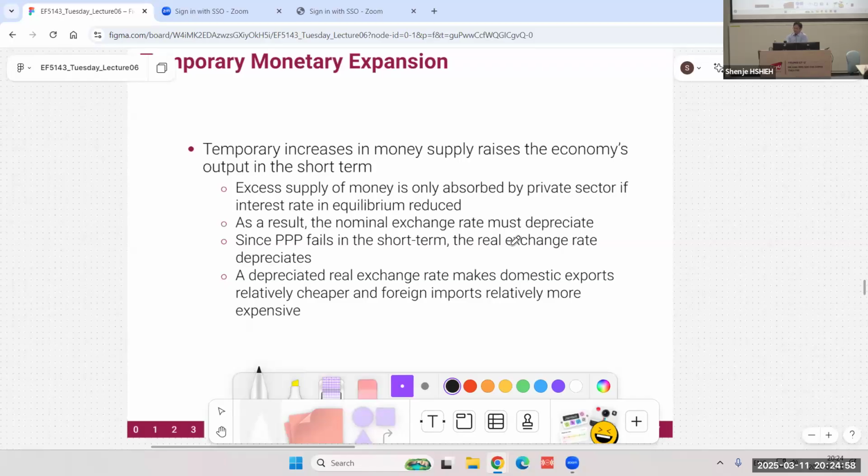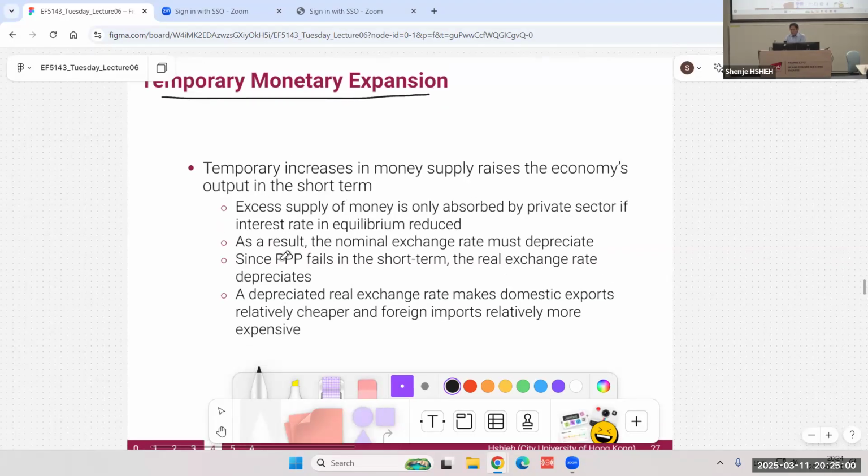Okay, so let's do this. Temporary monetary expansion. For sure, PPP will fail, right? Because Q will change. Q in fact will increase, right? So for sure, relative PPP is going to be violated.